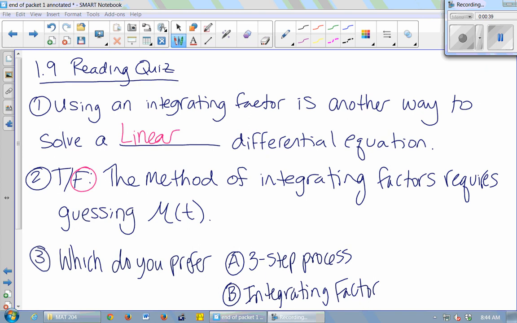So which do you prefer, the 3-step process or the integrating factors? There's no wrong answer here. Whatever you wrote is fine. You could have said A or B. You could have said it depends. You could have said I don't know yet because I don't get integrating factors. Whatever.